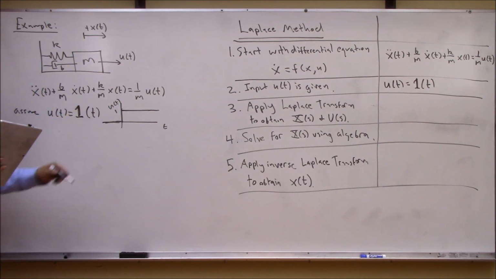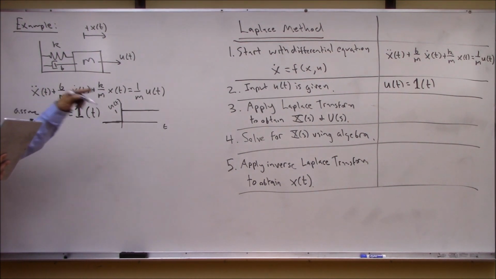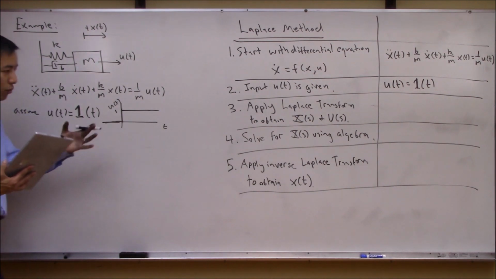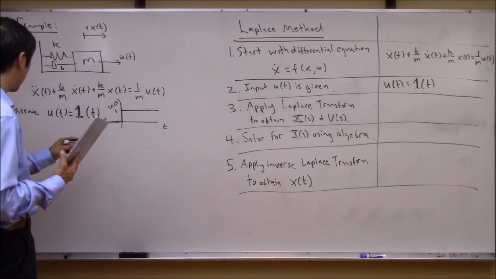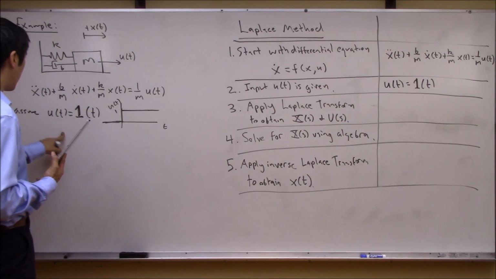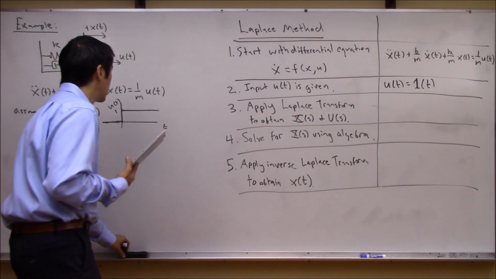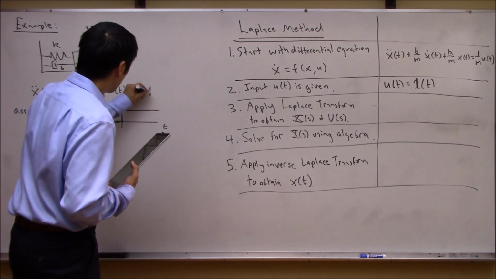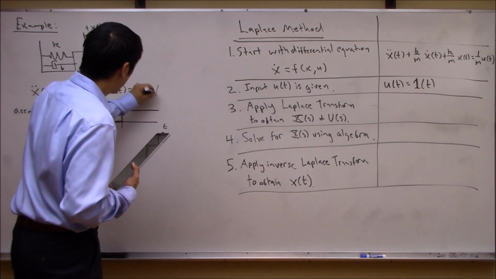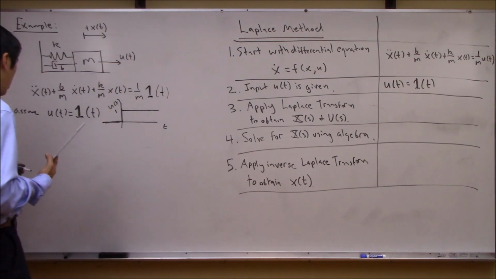So I'm going to apply the Laplace transform to both sides to obtain X of s. Sorry, maybe what I should have done is written, instead of u of t, a 1 here. This is a unit step.